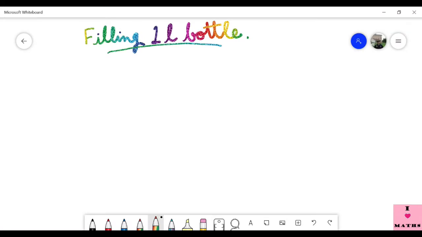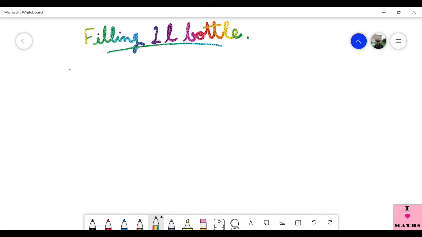Now children, in this video, we are going to learn if we have bottles of different capacities, then how many times will we require to pour liquid from those bottles to fill up a 1 liter bottle. Okay children, and we are going to do this mathematically, right? Okay, let's start. Filling 1 liter bottle.